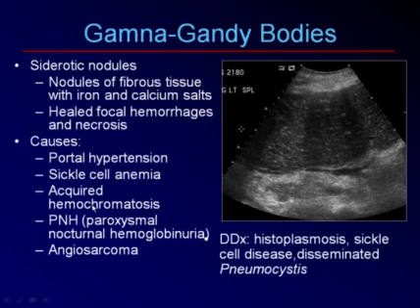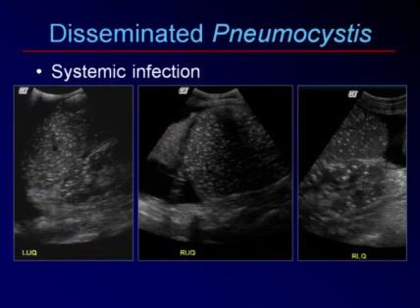And then there's some other more unusual entities. However, seeing these spots and dots, you think of granulomas, you think of Gamna-Gandy bodies, you think of histoplasmosis, sickle cell, and disseminated pneumocystis. Can look just like that. Here's a patient with HIV. He has disseminated pneumocystis carinii, and here's his spleen in the left upper quadrant with the left kidney, little spots all over the parenchyma. Here's the liver, also with echogenic numerous foci, and the right kidney.